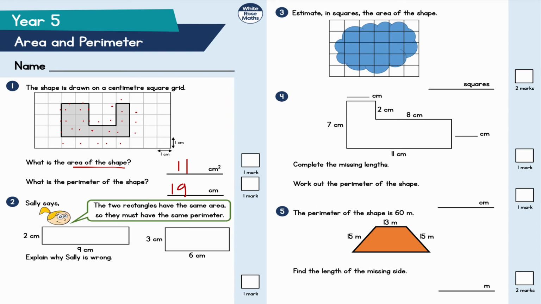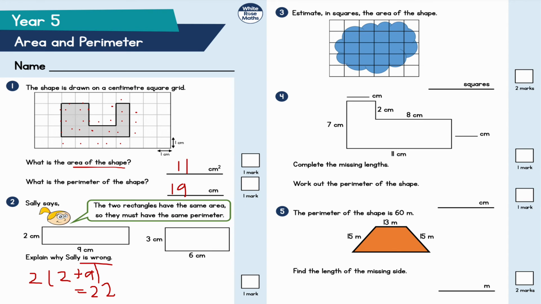Sally says, question number 2, the 2 rectangles have the same area, so they must have the same perimeter. Explain why Sally is wrong. Well, the perimeter of this is 9 plus 2 plus 9 plus 2. So it's 2 lots of 2 plus 9. 2 plus 9 is 11, double of 11 is 22. That's the perimeter of this one.